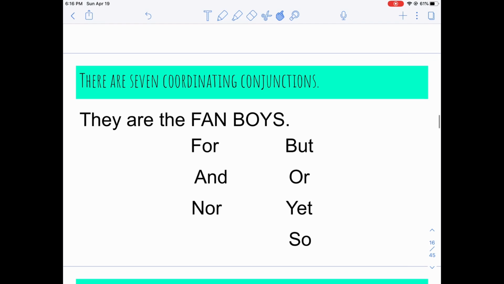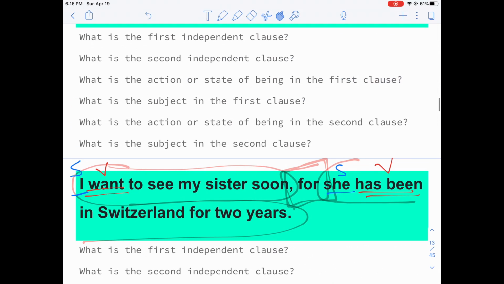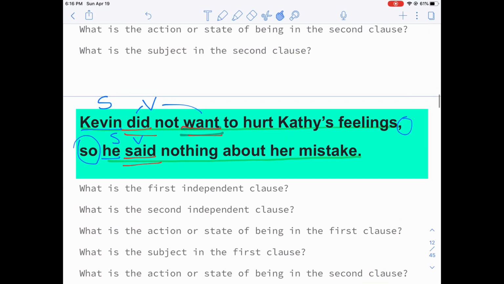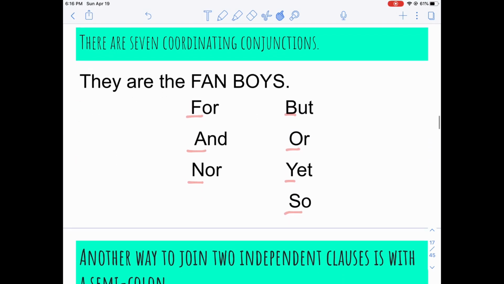The coordinating conjunctions, we call them fanboys. For, and, nor, but, or, yet, so. See why we call them fanboys? The beginning letters. It's a way to remember your coordinating conjunctions. And this is what I promised I would talk to you about when I was going over these sentences, where it said comma for, and here it said comma so. Those are part of our fanboys.